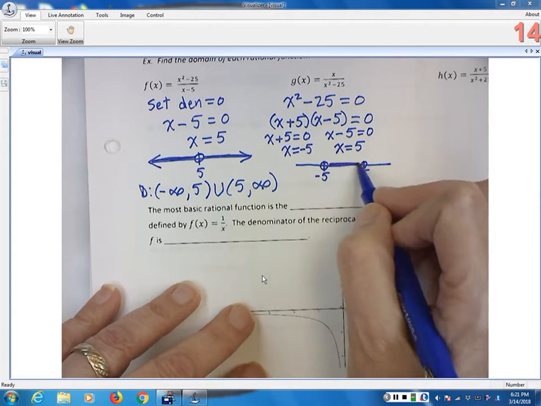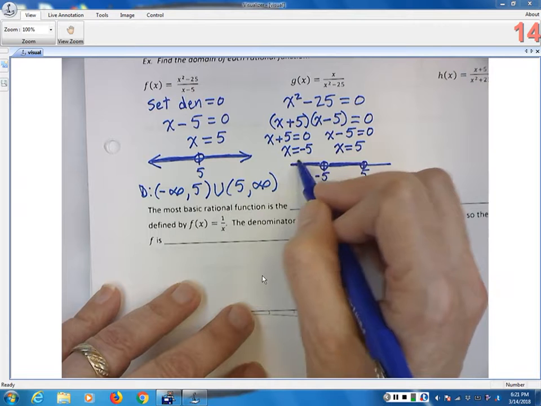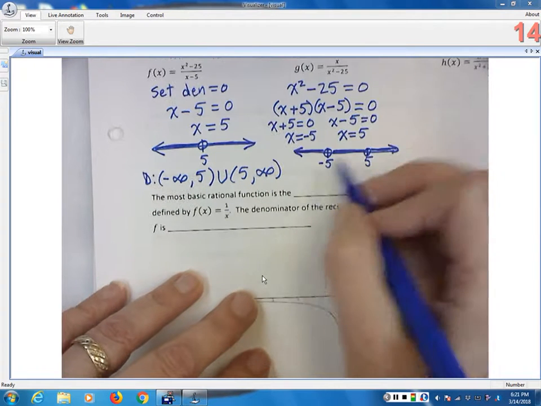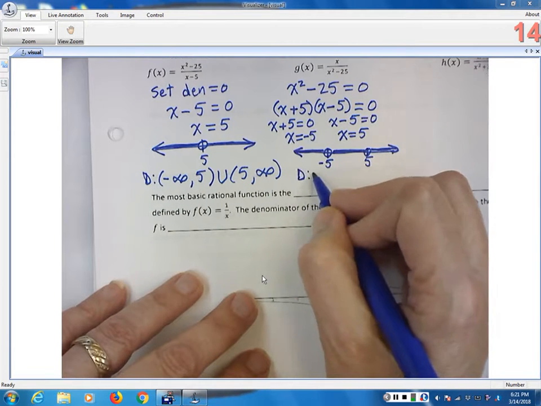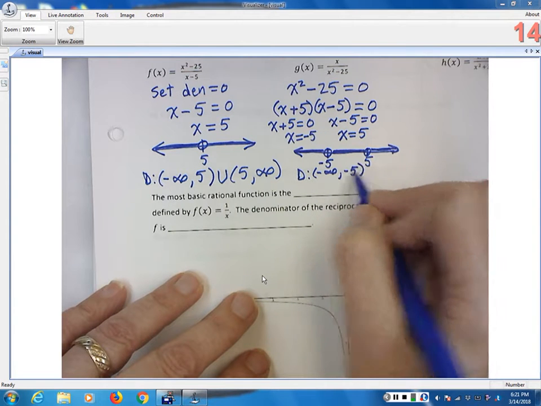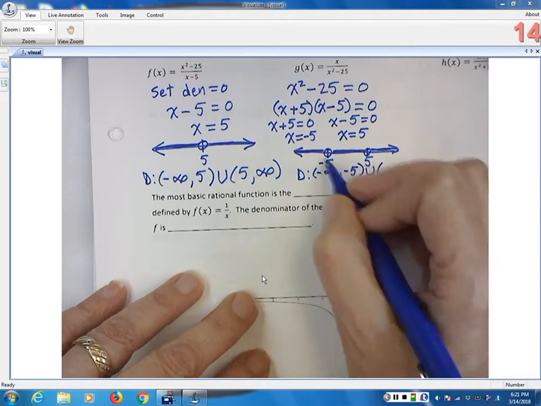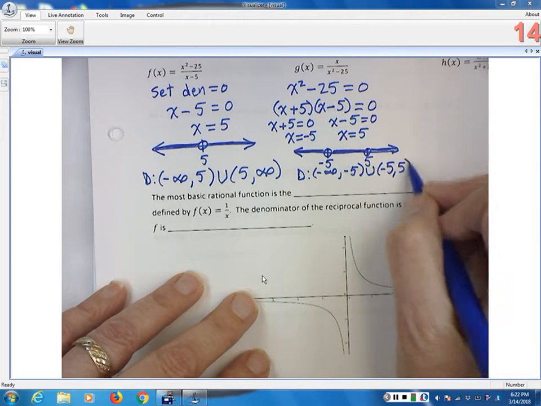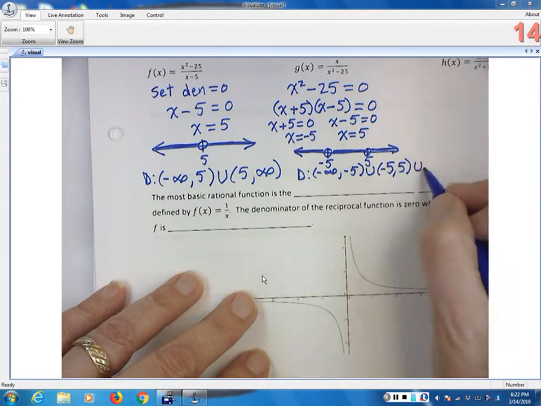I didn't even take roll yet. But I will. So I'll write this domain out and then I'll take roll. Minus infinity to minus 5, the smaller number, union with, don't forget the middle little section, minus 5 to 5, union with 5 to infinity.